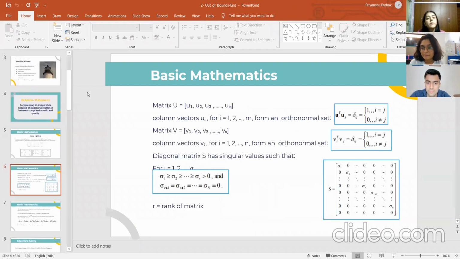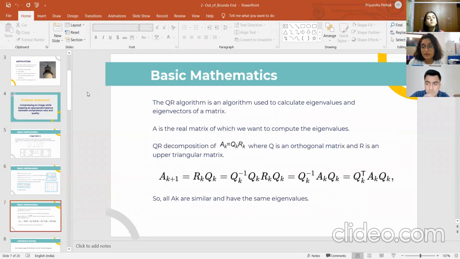Next slide. So the matrix U will form an orthonormal set. The columns of matrix V will also form an orthonormal set, and the diagonal matrix S will have singular values in decreasing order. Next slide. The basic mathematical concept of QR algorithm is also used to calculate the eigenvalues and eigenvectors. So it becomes difficult to calculate eigenvalues and eigenvectors of matrices of dimension more than 2 cross 2. So we are using QR here to calculate that.